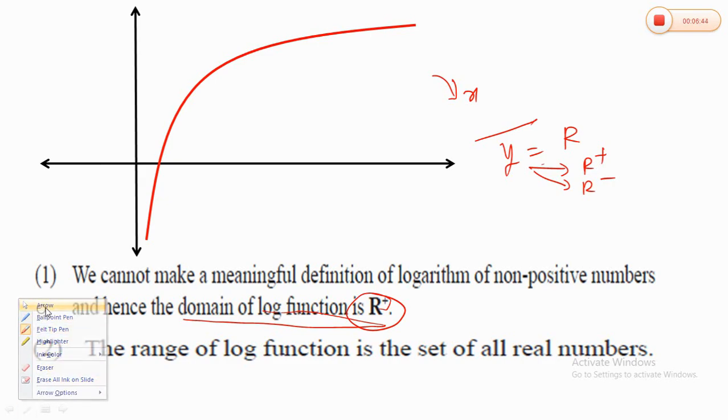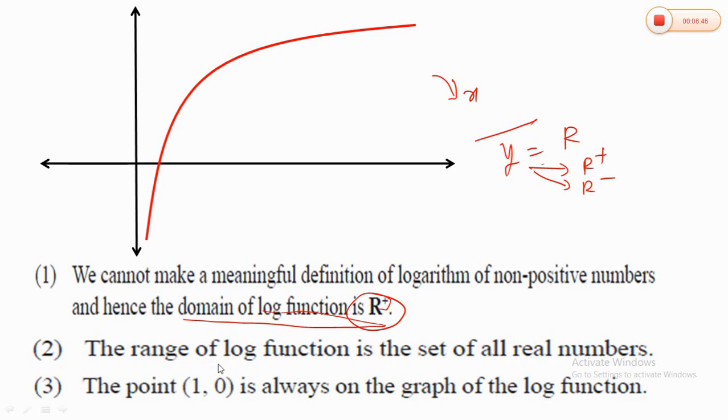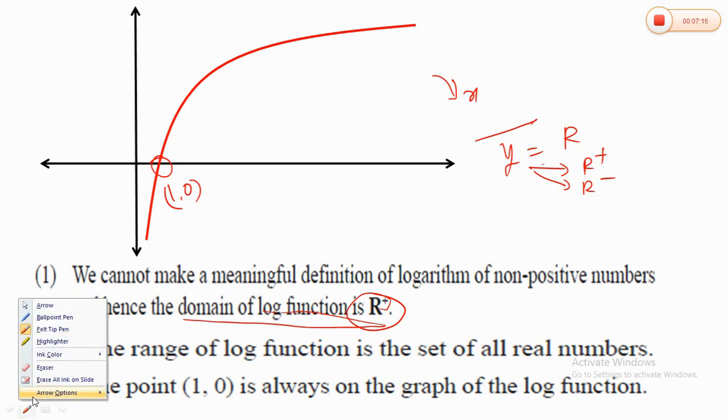And the next one is that the point (1, 0) always lies on the graph. Observe this point, this is (1, 0). For any logarithmic function, the point (1, 0) always lies on the graph. Just remember all these things. All these points are for CET and other purposes. You have to remember these notations.